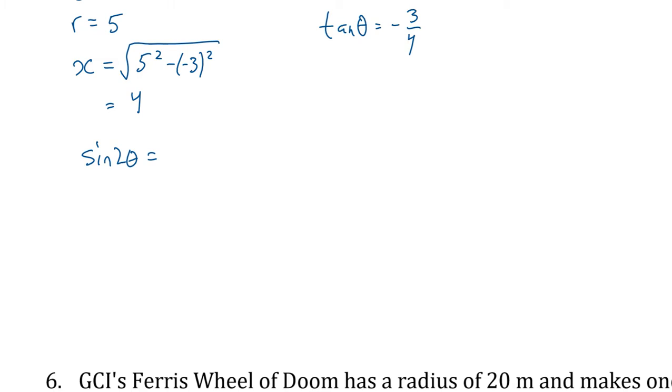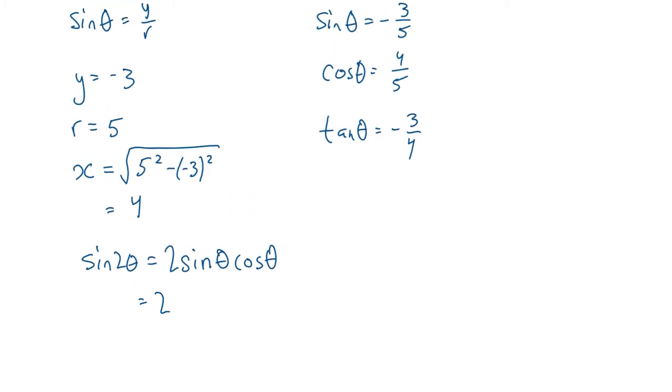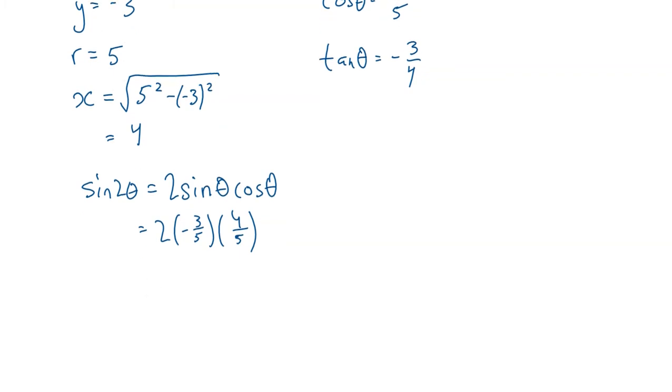So we're just using the double angle formulas, 2 sine theta cos theta. And I know sine theta. And I know cos theta. 2 times 3 is 6. 6 times 4 is 24. So this looks like negative 24 over 5 times 5 is 25.